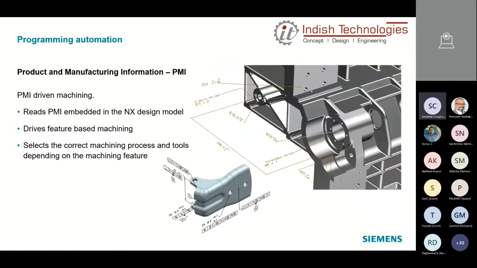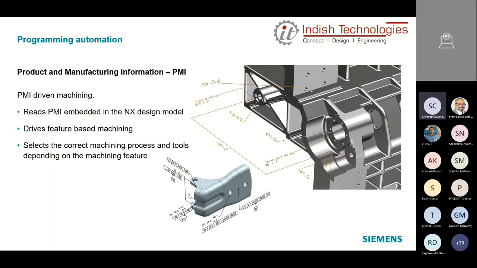And the post will take care: if you are using a FANUC controller, G81, G83, everything will be post processed as per the cycle selected. If it is a Heidenhain control or Siemens control, cycle 8, whatever, based on the controller, the post will take care of the right output.